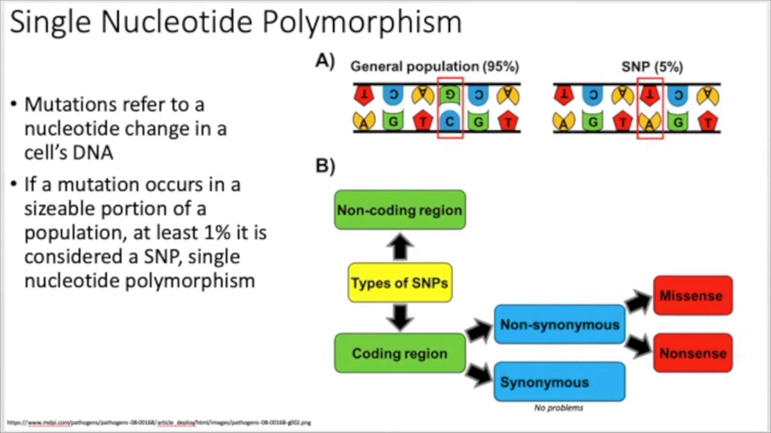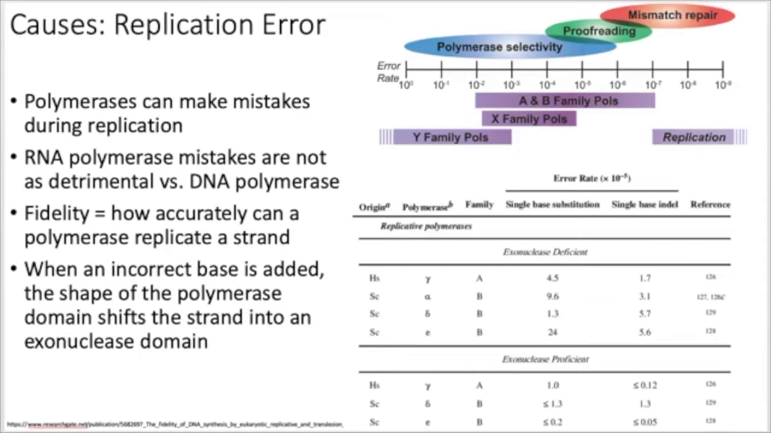Now, the fun stuff. We need to talk about, not that this isn't fun, how we actually get mutations. There are a few different ways, and I'm going to try and take you through all of them, okay? So, one of the biggies, we're going to start here. This would be your own body causing these, okay? So, this would be replication error.